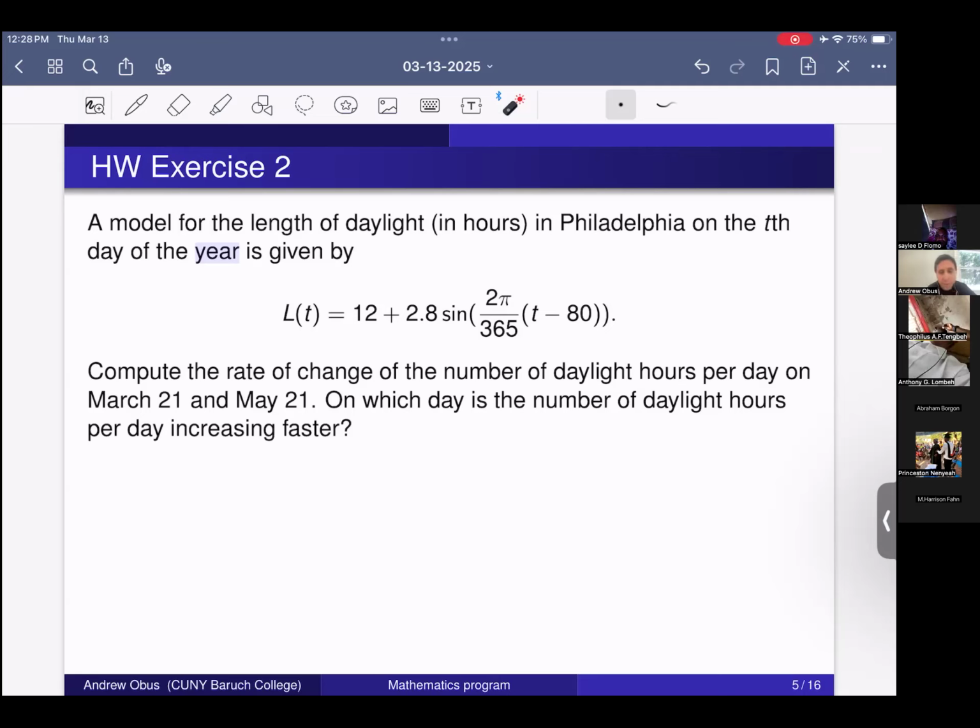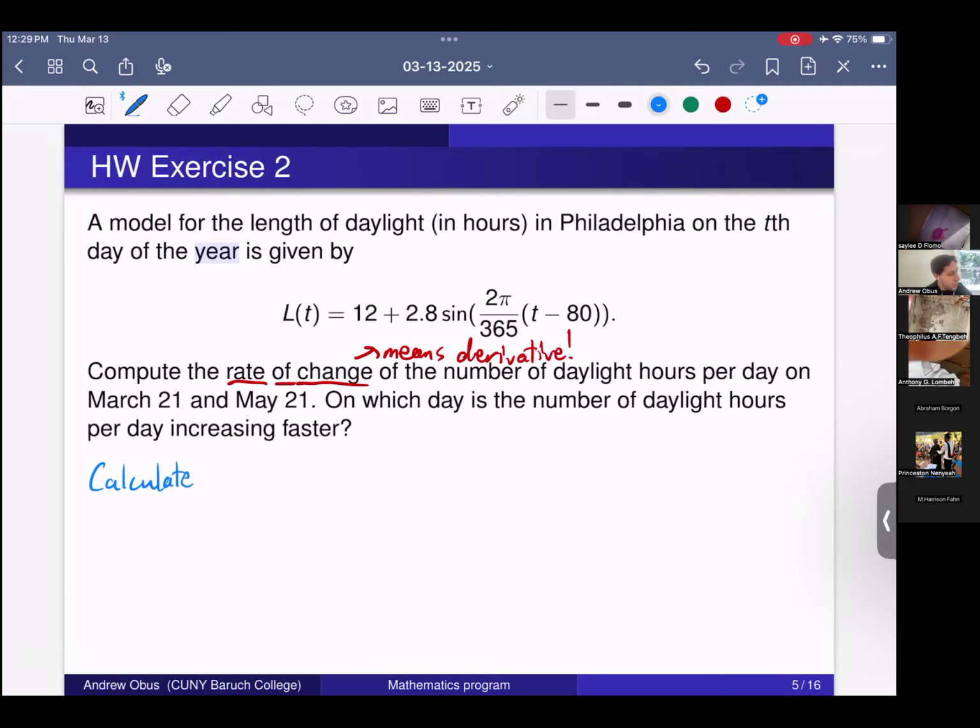So let's see if this is verified by this function. The keyword here is that it's asking for rate of change, and rate of change always means derivative when you're doing calculus. So what we have to do is calculate L prime of t. We've got to calculate this derivative, and then we're going to need to punch in the correct values of t for March 21st and May 21st, which let me actually just look up.